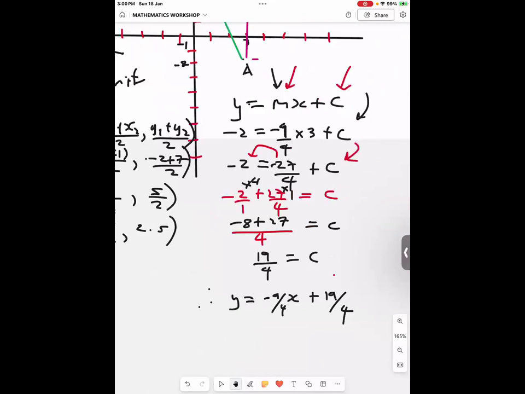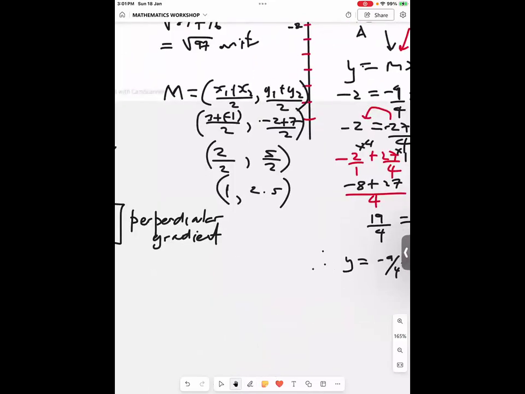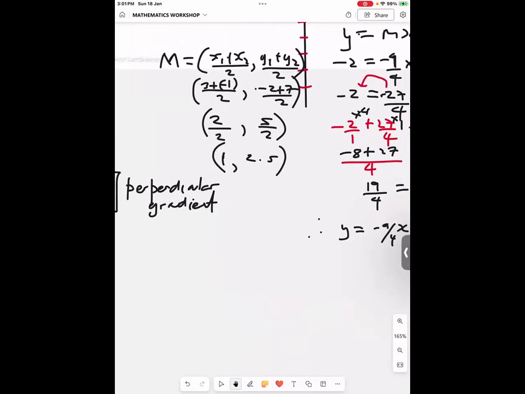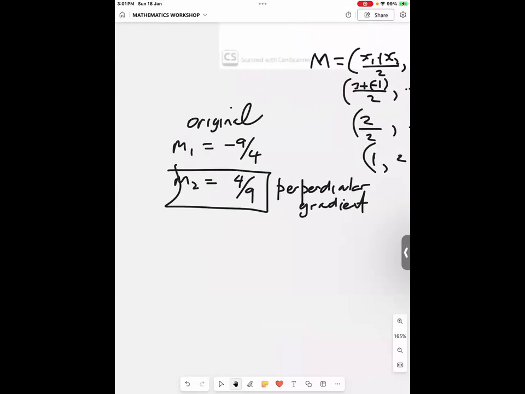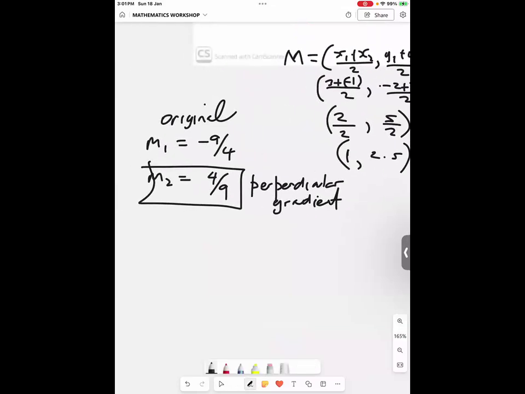Where is it? There it is, 1, 2.5. So this would be your bisector point. So we already have the perpendicular gradient, right? So that's M2. And now we have the bisector point, which in this case is 1, comma 2.5. If you want to use 1, comma 5 over 2, that's up to you. I'm just using the decimal since it's very straightforward. So now I have my perpendicular gradient and I have my bisecting point.